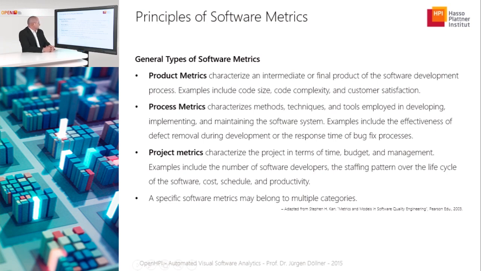related to the process. There is also a third category of metrics called project metrics. They relate to the project in terms of time, budget, and management. So organizational data about the development process and maybe developer activity. The number of software developers is one indicator. The staffing pattern over the life cycle of the software, or information about cost, schedule, and productivity. Typically, a metric and a higher level metric relates to several of these categories. So it's not a strict categorization here.